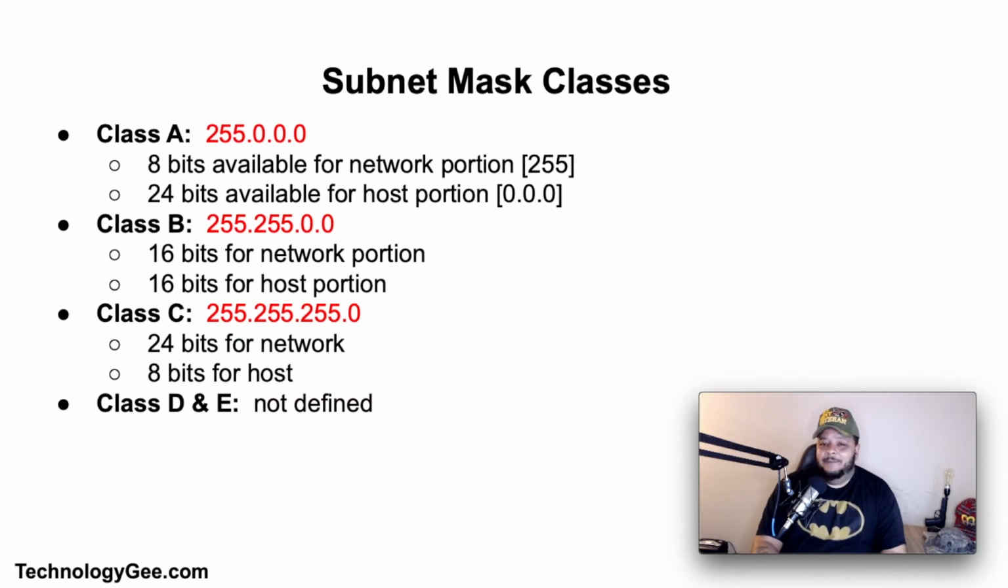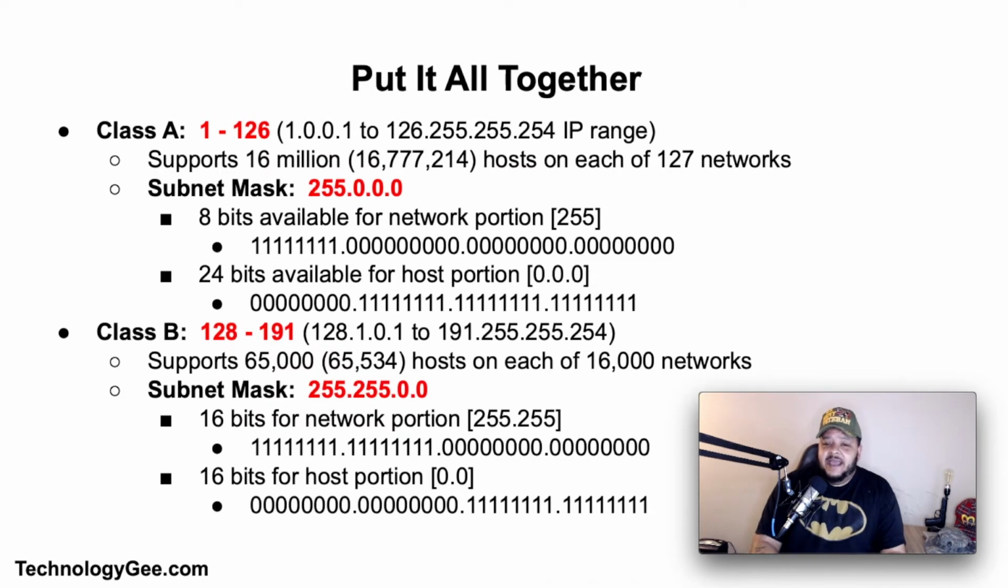And then you have 8 bits for the host portion of the address. And then you have class D and E, and they are not defined. So now we're going to take all of that information that we just learned and put it all together to make it make sense.